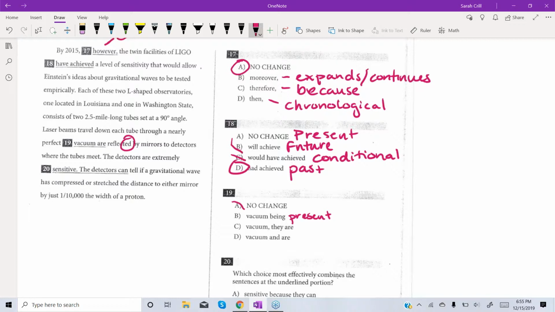So C says laser beams travel down each tube through a nearly perfect vacuum, comma, they are. So this one is a perfect example of where we can use our grammar rules. If you say laser beams travel down each tube through a nearly perfect vacuum, that is an independent clause. That's a full sentence. Well, if we do comma here, they are reflected by mirrors to detectors where tubes meet is also an independent clause. That would mean that we're combining two independent clauses with a comma, which is unacceptable. So it can't be C either. So what about D? It says laser beams travel down each tube through a nearly perfect vacuum and are reflected by mirrors to detectors. It's saying these two things happen.